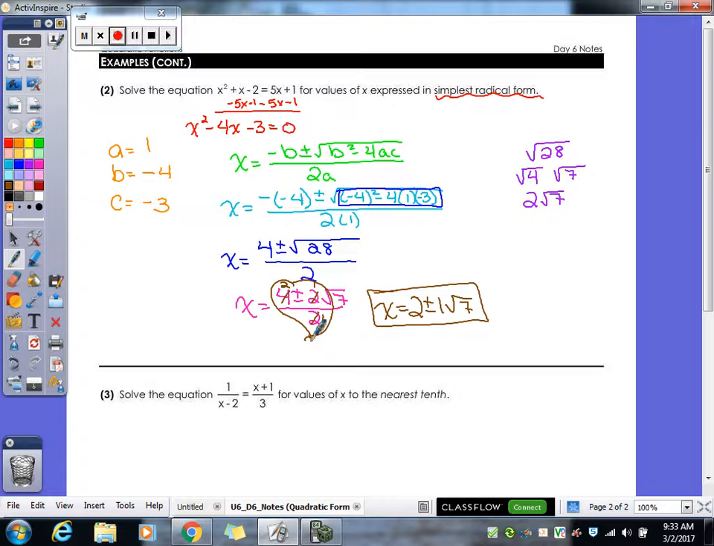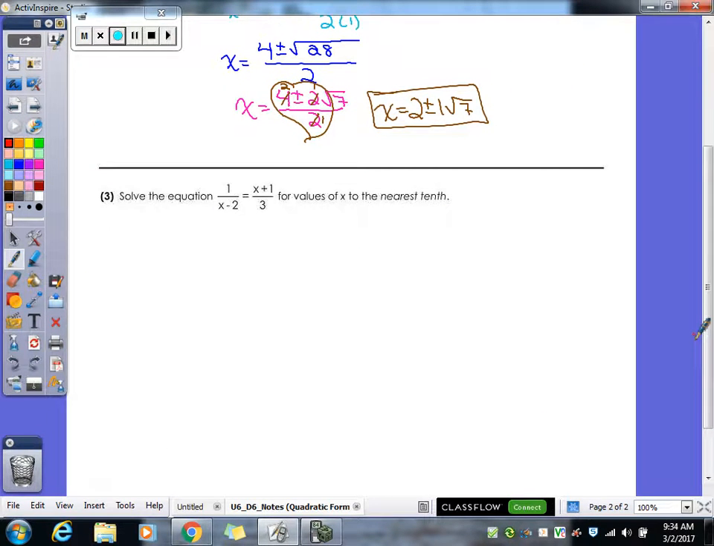So remember, we still have our 2 answers. We have 2 plus the radical 7 and then 2 minus the 1 radical 7. We write those out. Nope, you can leave it just like that. And now we do that one that says simplest radical form. And yep, that's our simplest radical form.